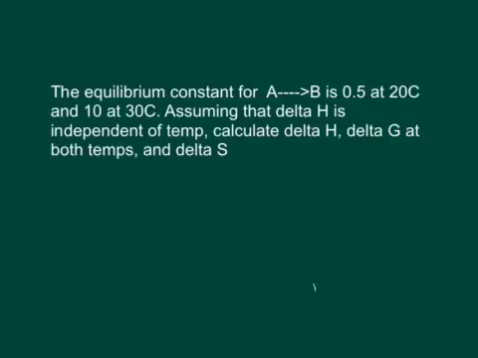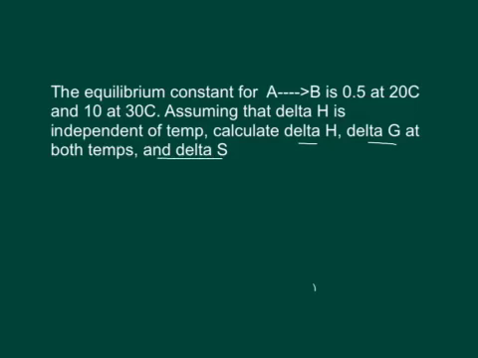So the practice question is: the equilibrium constant for A yields B is 0.5 at 20 degrees Celsius and 10 at 30 degrees Celsius. Assuming that delta H is independent of the temperature, calculate delta H, delta G at both temps, and delta S. So here's what we have.